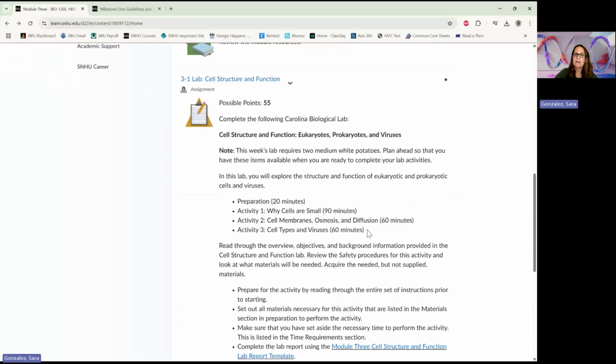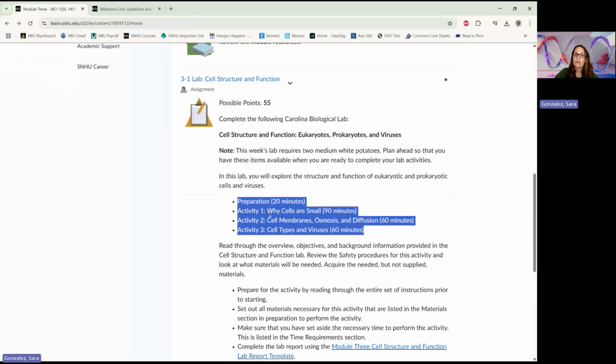With this lab, take a look at the time required. It's 20 minutes to prepare the lab using all the equipment for this particular lab. Activity 1 is about an hour and a half, looking at why cells are small. Activity 2 is another hour, looking at cell membranes and osmosis, and another hour for cell type. So all in all, you're looking at about 4 hours or so for this lab.